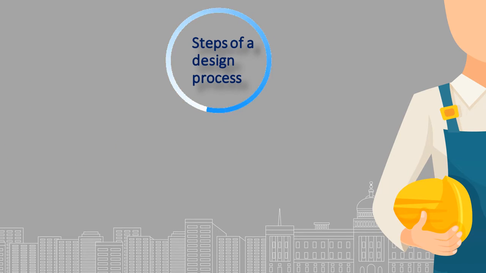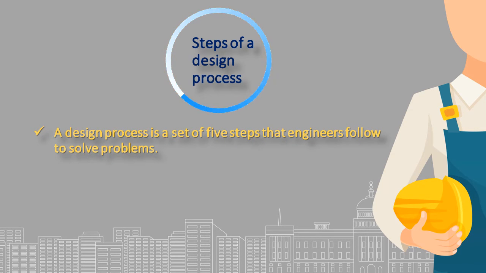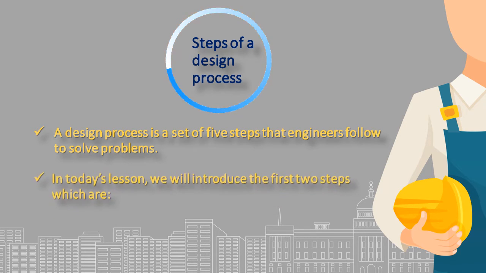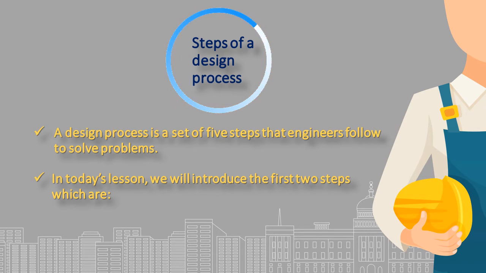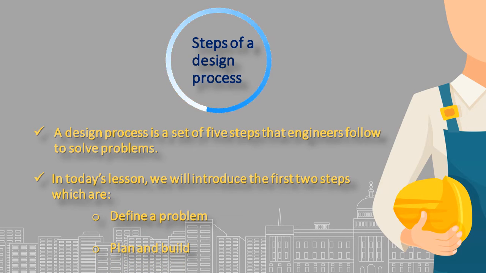Now, let's talk about the steps of a design process. A design process is a set of 5 steps that engineers follow to solve problems. In today's lesson, we will introduce the first 2 steps, which are define a problem and plan and build.